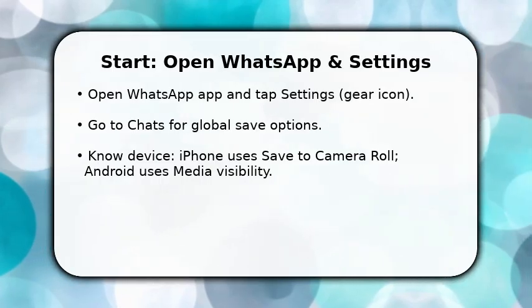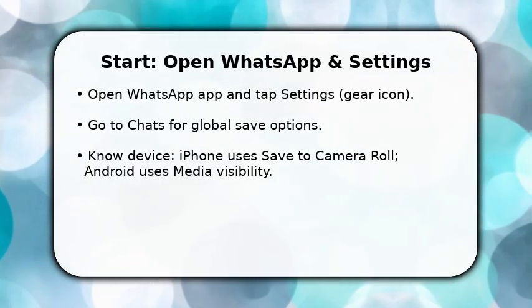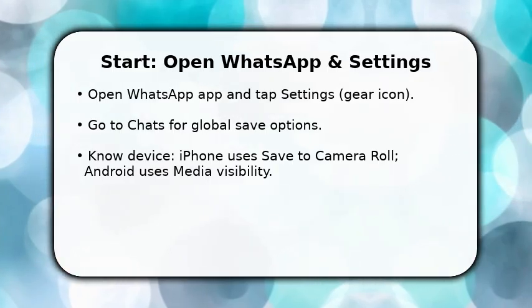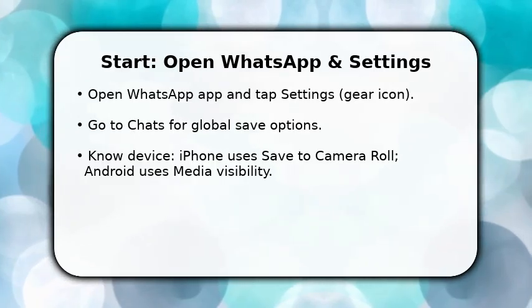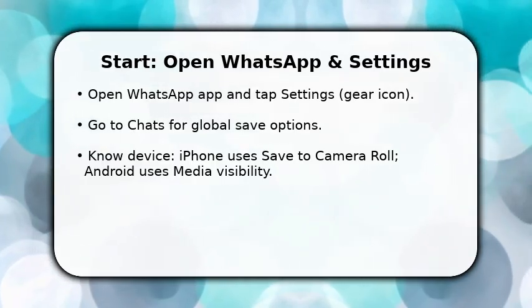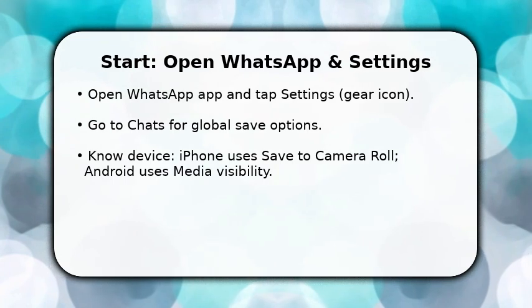If you want to act immediately, leave settings open and follow the next slide steps to change the global toggle. If you're preparing to change per chat rules, get the chat list ready. This first action gets you into the single place that controls saving.